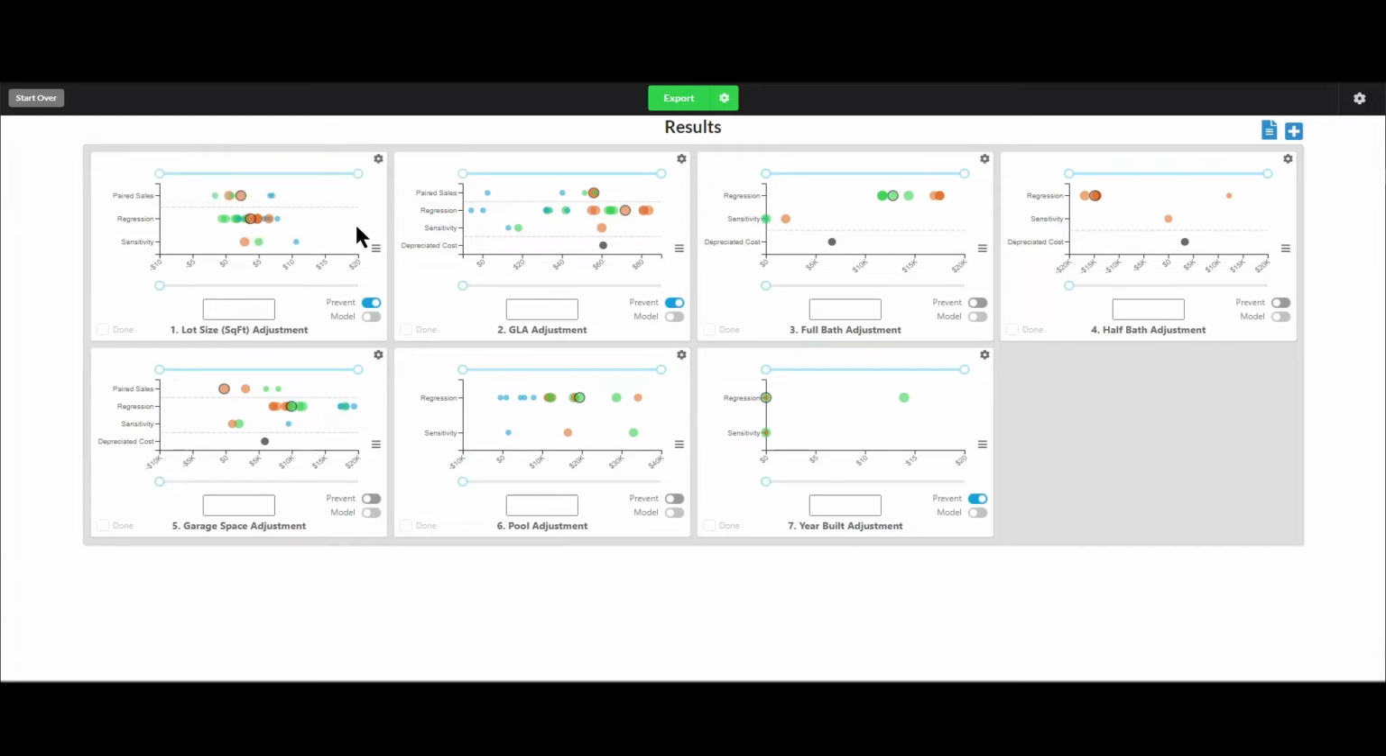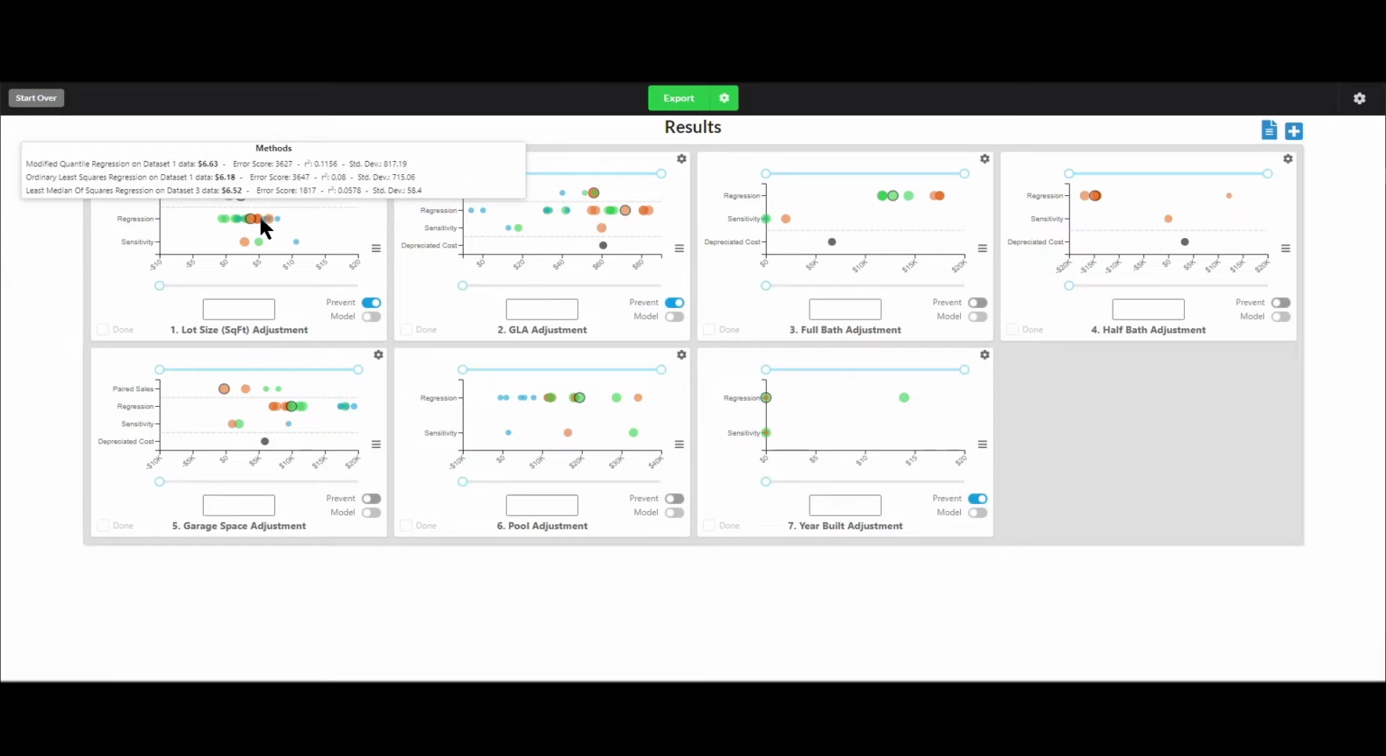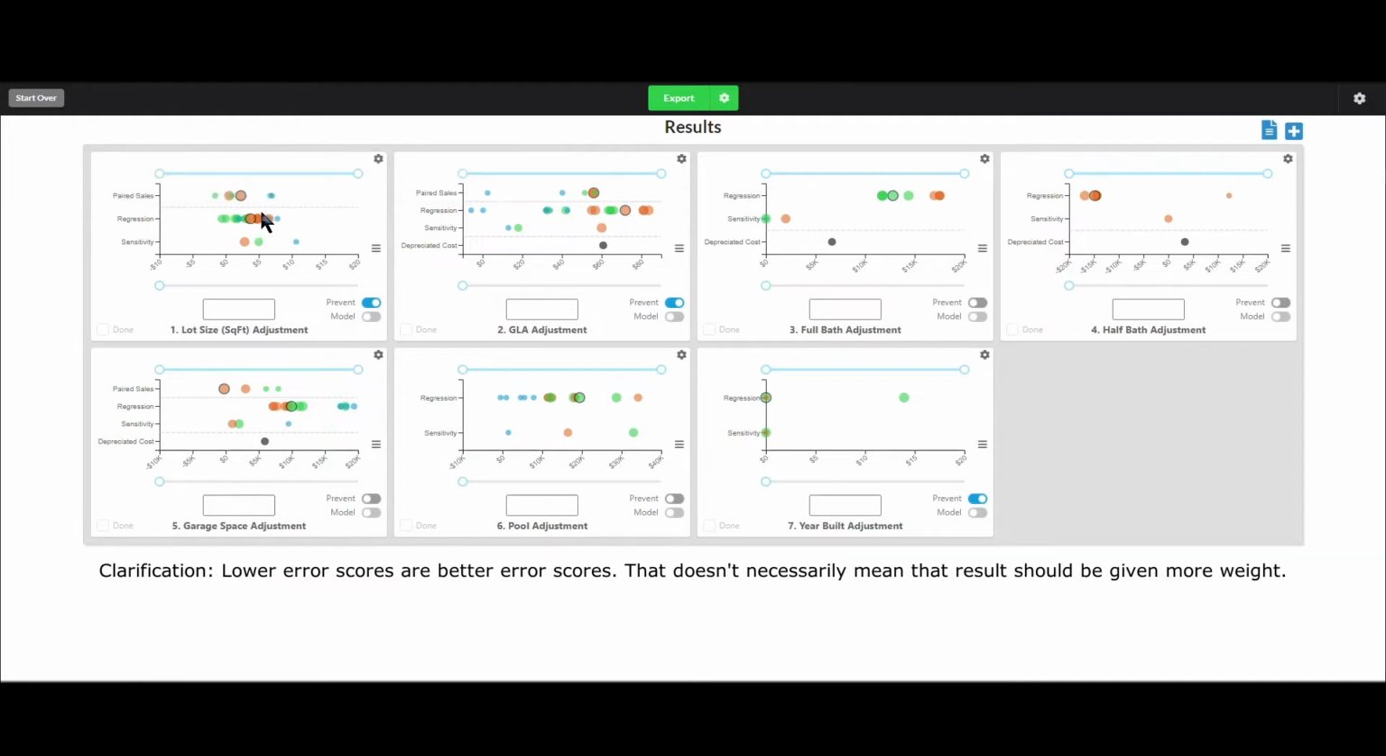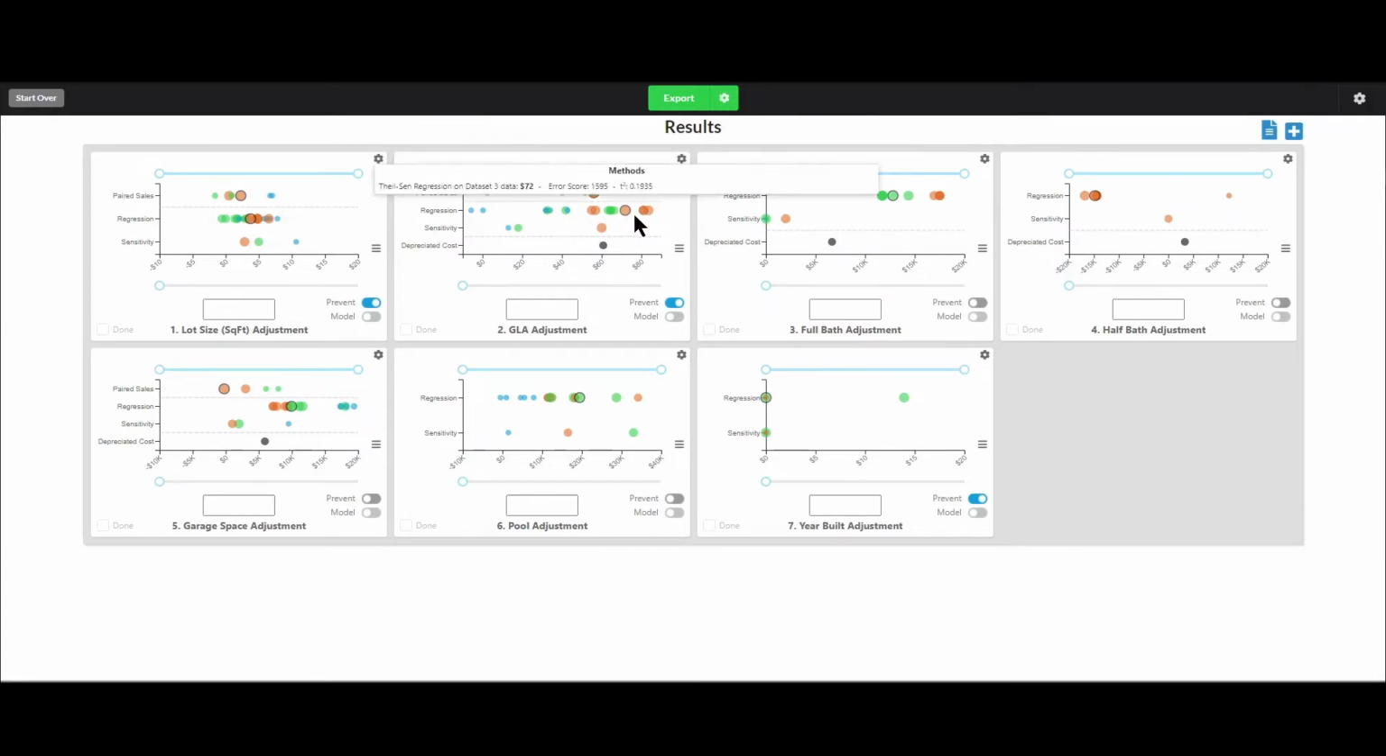But really, what we're talking about here is in these results, each of these dots is a result from a calculation that was performed to help with getting the lot size adjustment. In these results, the larger the dot, the lower the error score, and lower error scores are better. And because sometimes you might have dots that look very similar in size, we wanted to point out which one was actually the best. So we put a dark gray line around it. Anytime you see that dark gray line around a dot, that means that one did have the best error score.